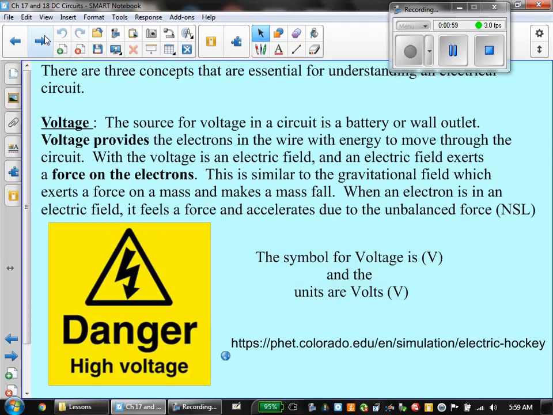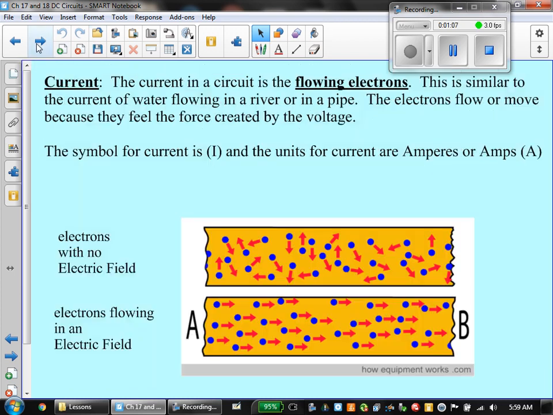We talk about voltage. Voltage provides the push to the electrons. It really provides the E field that pushes the electrons through the circuit. And of course, the units are volts. Current is the actual flow of the electrons. The symbol for current is capital I, and the units are amps or amperes.